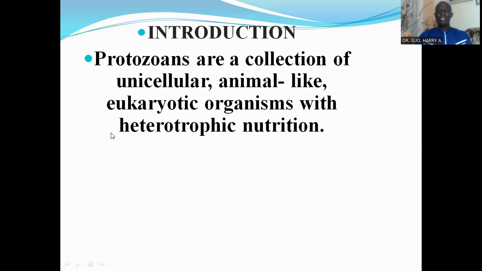Now, what are unicellular organisms? Unicellular organisms are organisms that have just one cell. The protozoans are said to be animal-like because they have characteristics of the animals. They have locomotor organelles that enable them to move from one place to another. Their mode of nutrition is heterotrophic instead of autotrophic, and they have many other characteristics of the animals. And though having these characteristics, they are not multicellular, they are unicellular.